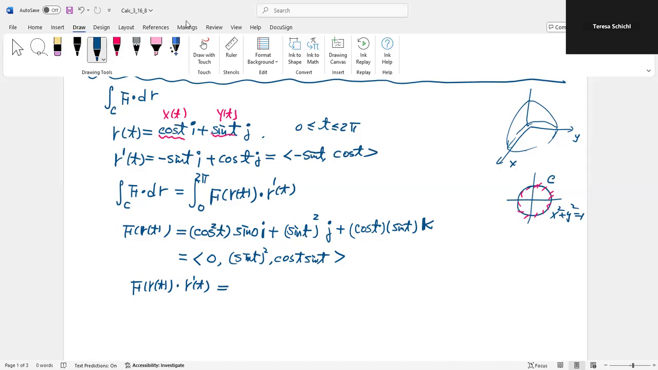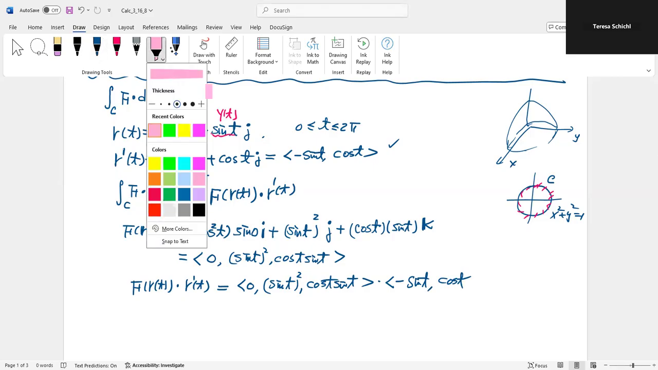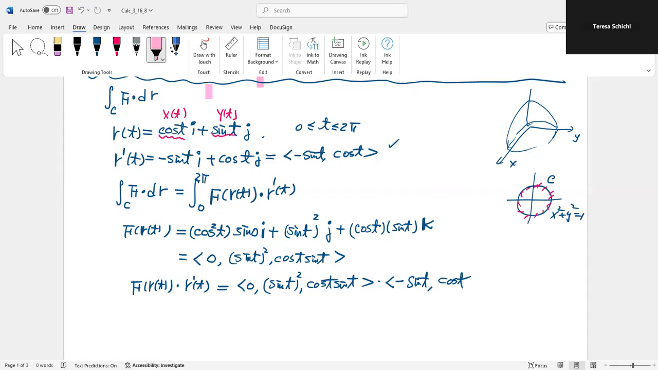So let's do it. All right, so let's see here. This is 0, sine squared t, cosine t sine t. Then my R prime is over here, right? So I dot the product with negative sine t, cosine t, because this is the i and the j components here.